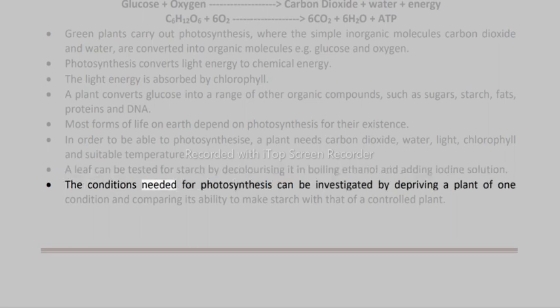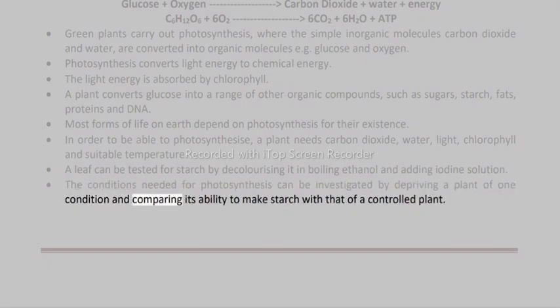The conditions needed for photosynthesis can be investigated by depriving a plant of one condition and comparing its ability to make starch with that of a control plant.